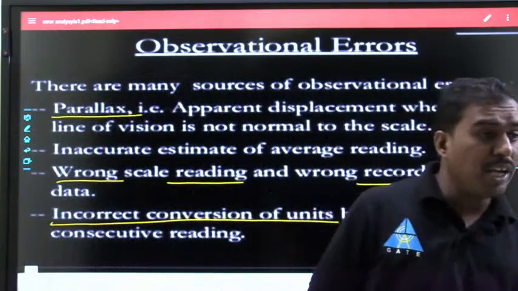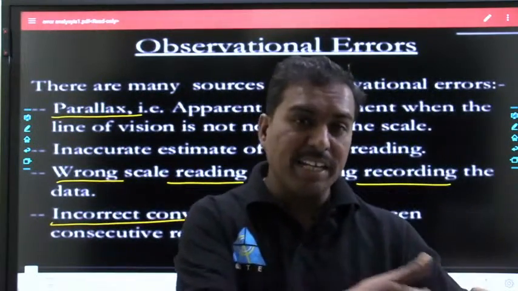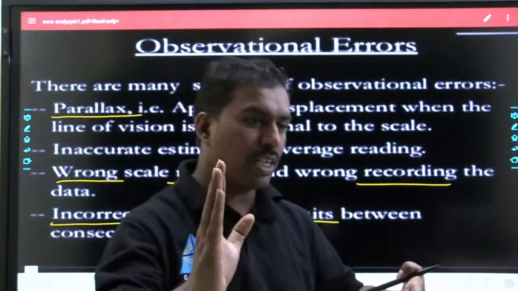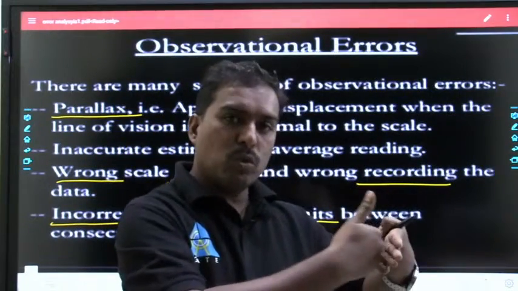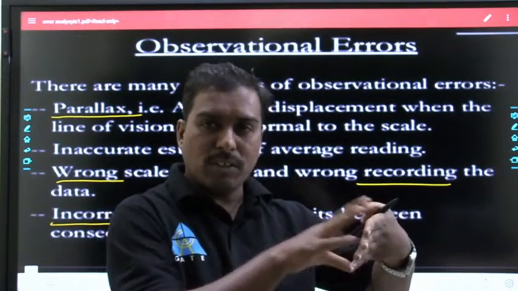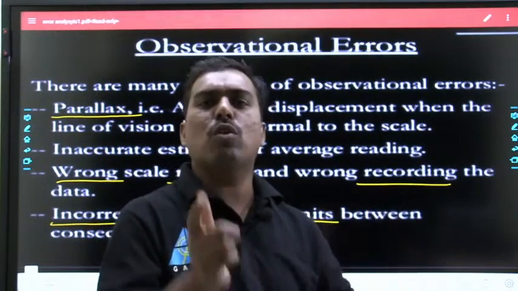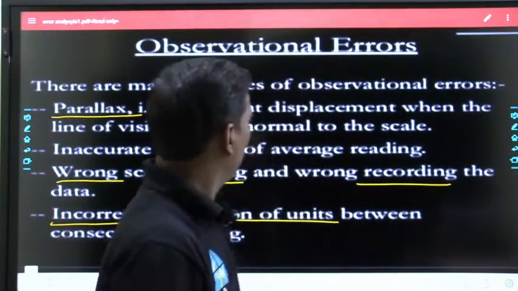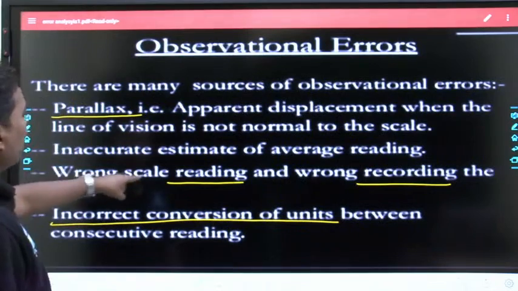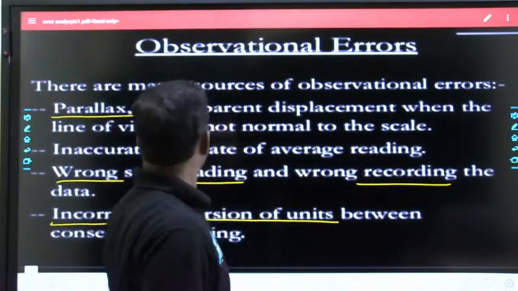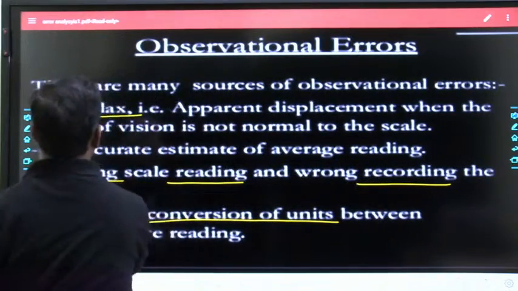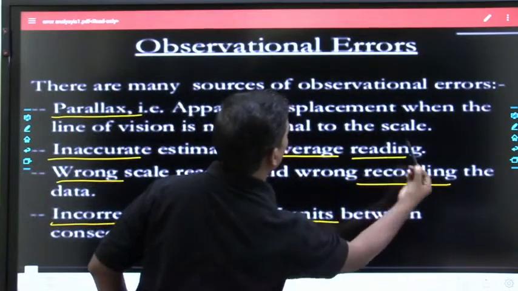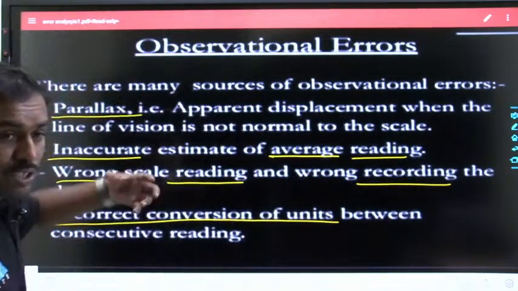When you are taking the readings, dear students, try to understand. Due to taking the readings, you have taken some average, and in doing that average, you have done some wrong observation. That is a point. Wrong scale reading and wrong recording. Inaccurate estimate of average. These are systematic errors, observational errors.